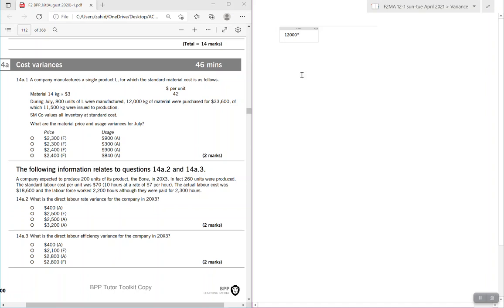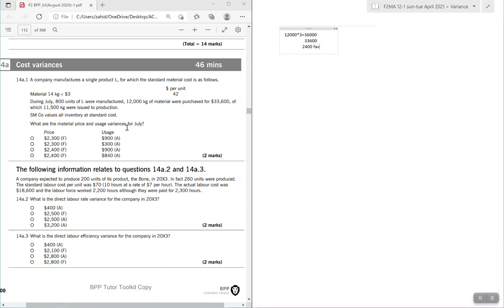So we have 12,000 kgs. We should have bought them at standard price, which is $3. That would give us 36,000, but we bought them at 33,600. It means we bought them cheaper. So cheaper would mean it is favorable. How much is it? If we minus 33,600 from the top, it becomes 2,400 favorable variance.